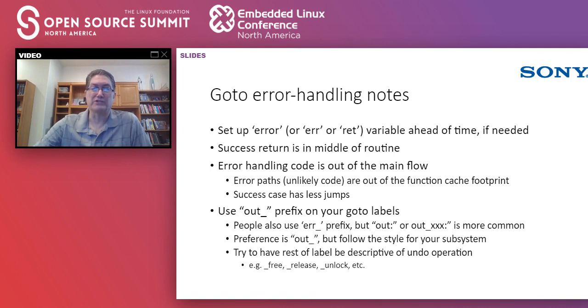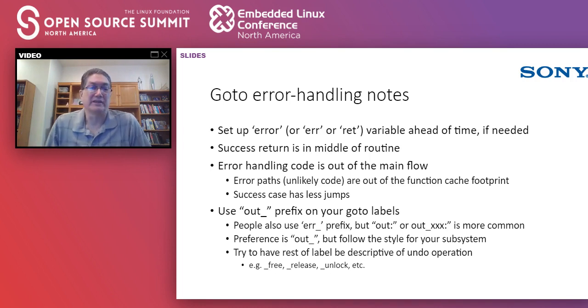And so just a couple of notes on the use of gotos. It's useful to set up your error or whatever variable you're using, error or ret, ahead of time. Notice that the success return is in the middle of the routine. So as you're looking at kernel source, it's very common to see the success return in the middle of the routine instead of at the end. The error handling puts the error handling code out of the main flow. So error paths, which should be unlikely code, are out of the main function cache footprint. And in the success case, you have fewer jumps or possibly shorter jumps.